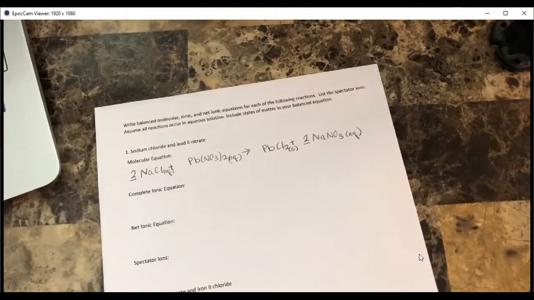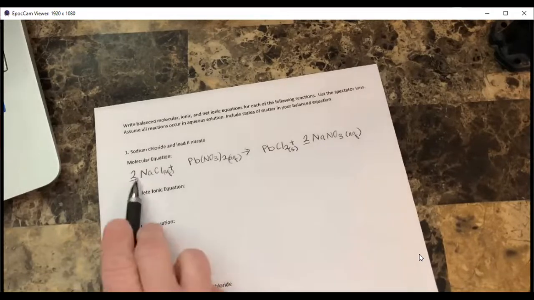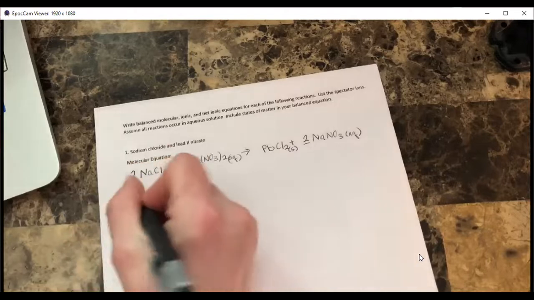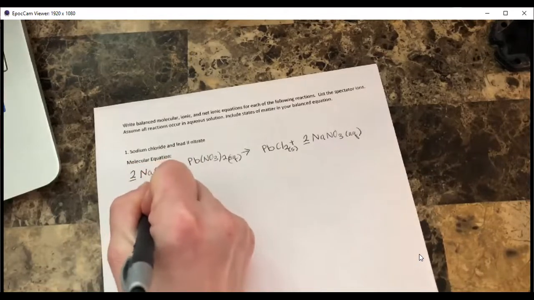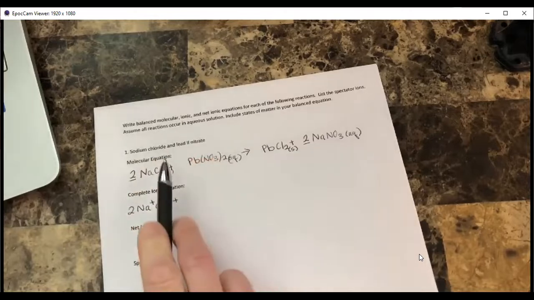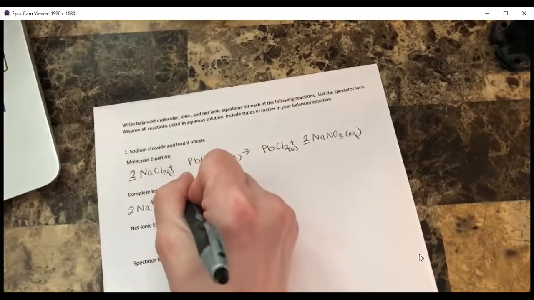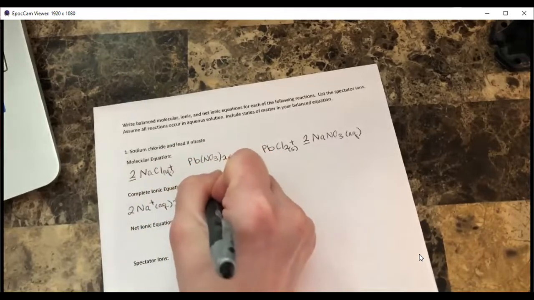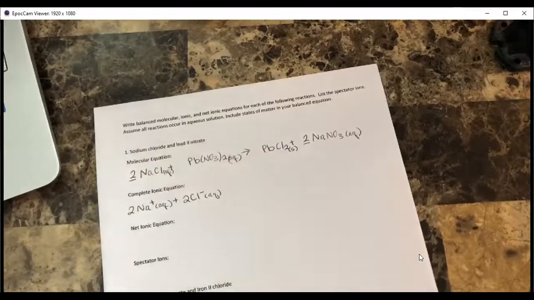So now writing a complete ionic equation, we want to pull apart everything except for the solid. If there was a liquid or a gas, we would keep those intact also. We're pulling apart into ions anything that's aqueous, okay? So let's look here. We have 2 sodium ions that are aqueous plus 2 chlorine ions that are aqueous. That 2 applies to everything in the compound.